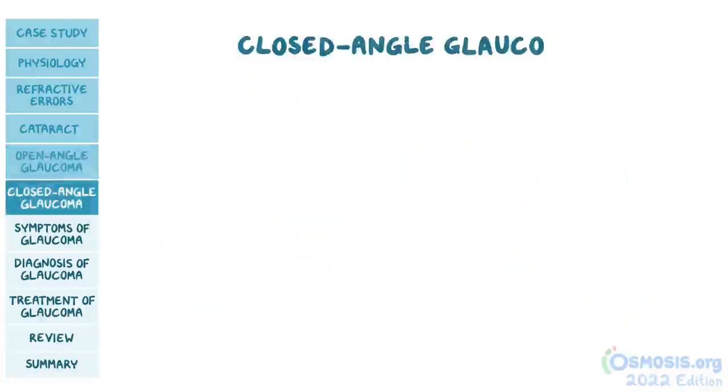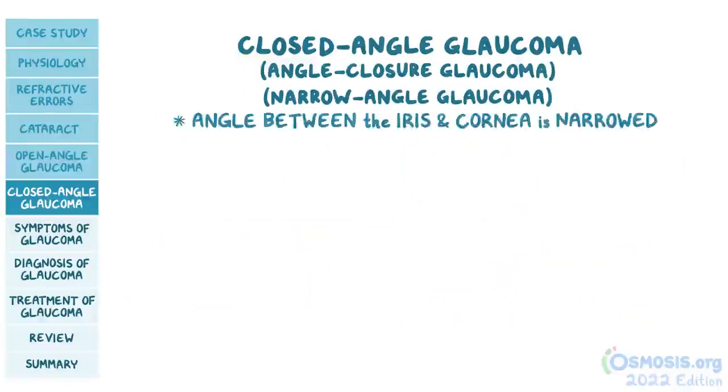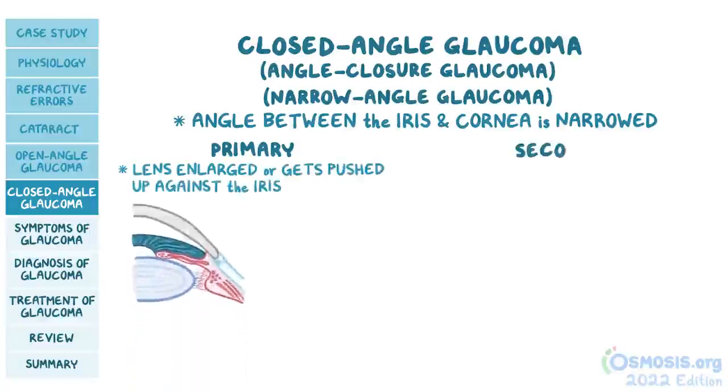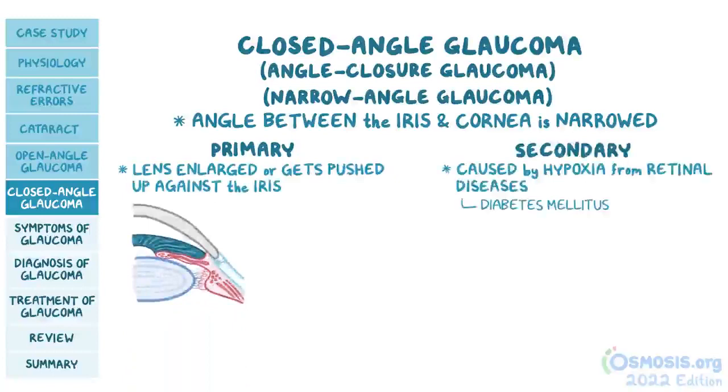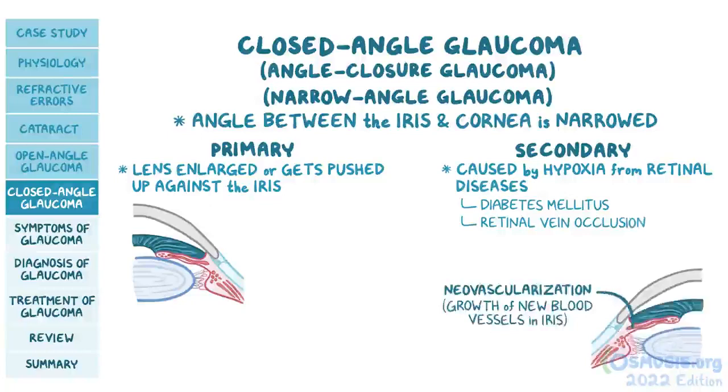Then there's closed-angle glaucoma, also called angle closure glaucoma or narrow-angle glaucoma, which receives its name from the fact that the angle between the iris and the cornea is narrowed. Again, closed-angle glaucoma can be primary or secondary. In primary cases, for unknown reasons, the lens is enlarged or gets pushed up against the iris. On the other hand, secondary cases are caused by hypoxia from retinal diseases, like diabetes mellitus or central retinal vein occlusion. This hypoxia induces neovascularization or growth of new blood vessels in the iris, which is pushed anteriorly, closing the angle.